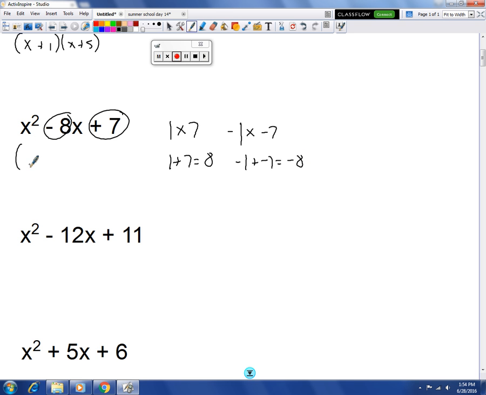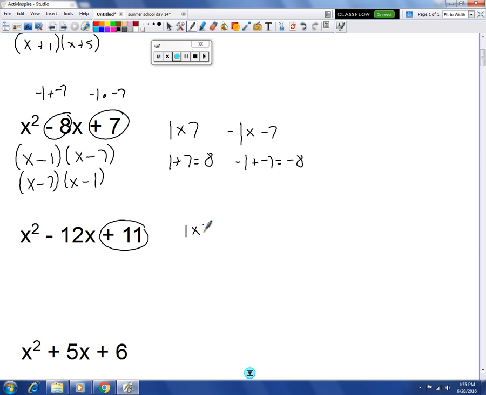So if I multiply a negative 1 times a negative 7, and add a negative 1 plus a negative 7, I'm looking for my factors of x minus 1, x minus 7. We could also have written it like x minus 7, x minus 1. Either way, it doesn't make any difference. All right, let's go to the next one. Positive 11. Positive 1 times a positive 11, or negative 1 times a negative 11. We're going to pick the negative 1 and the negative 11: x minus 1, x minus 11.